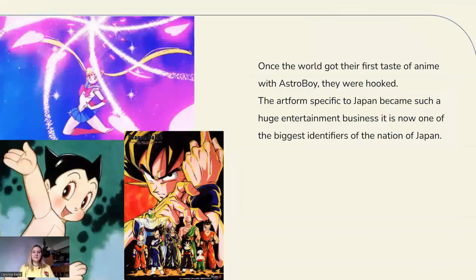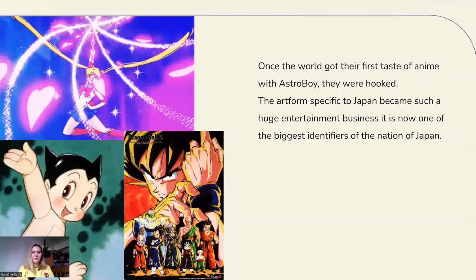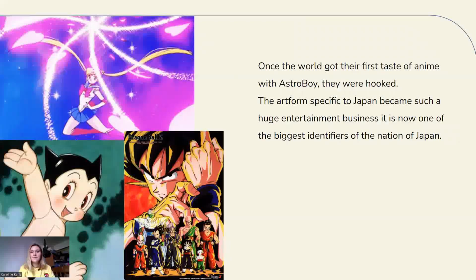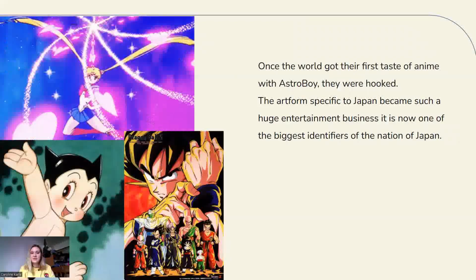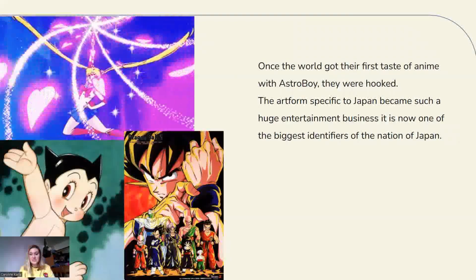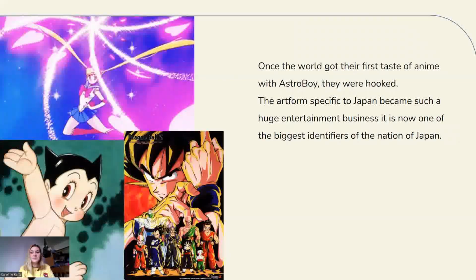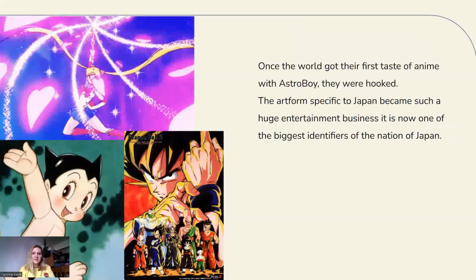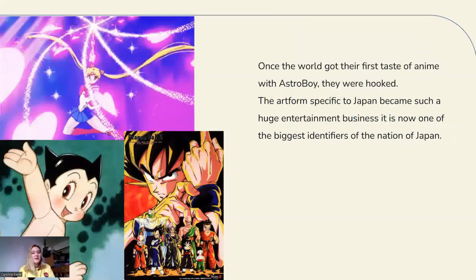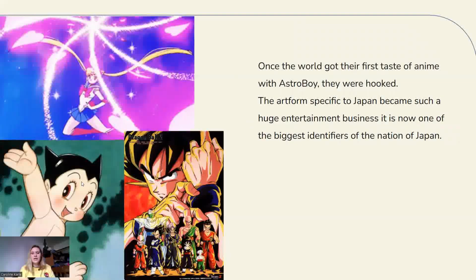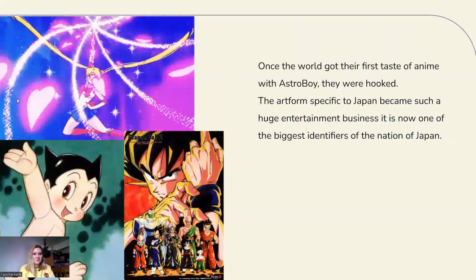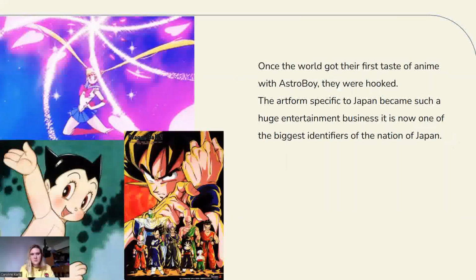And of course, you cannot talk about Japan without talking about one of its greatest cultural assets, anime and manga. Once the world got their taste of anime with Astro Boy in the 1960s, they were hooked. The art form specific to Japan became such a huge entertainment business and is now one of the biggest identifiers of the nation of Japan. Many older generations remember watching Astro Boy and being amazed, and then some slightly younger generations remember watching Sailor Moon and Dragon Ball Z on their Saturday morning cartoons.